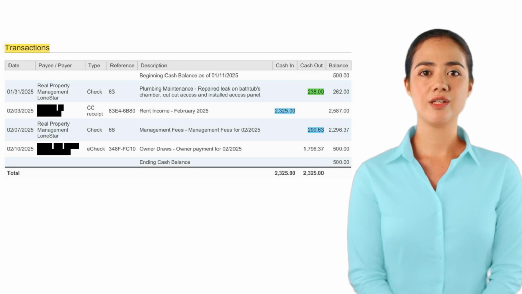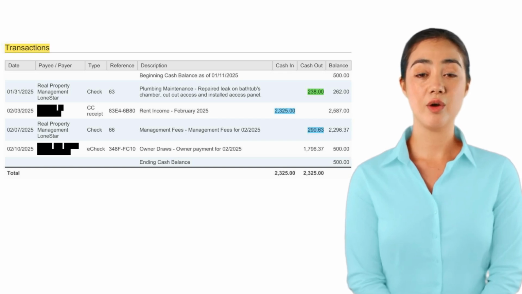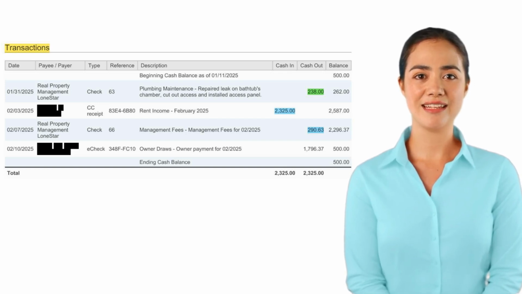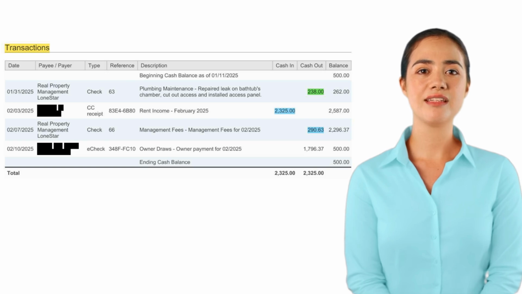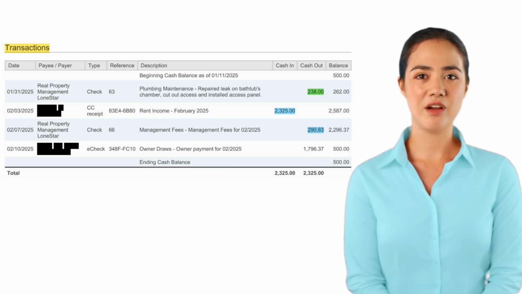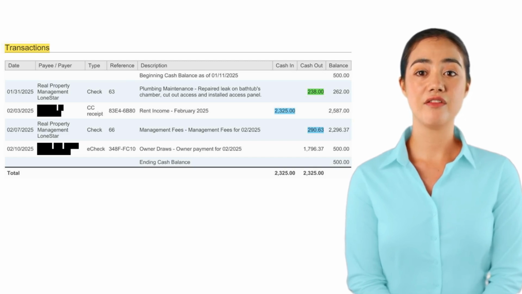Now let's break down the transactions to see what each entry means for you. Each transaction is recorded with a date, type, and amount, helping you track exactly where your money is going. We made a plumbing repair in January, which was charged to your account on January 31st and posted under cash out. We received rent on February 3rd, which is posted under cash in. The management fee was posted on February 7th under cash out, and the difference between the cash in and the cash out amounts was paid out to you on February 10th, your owner draw for February.